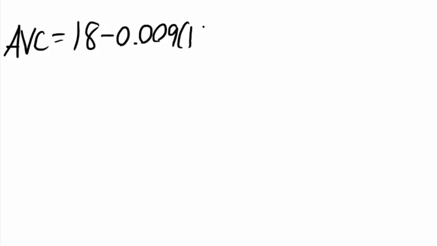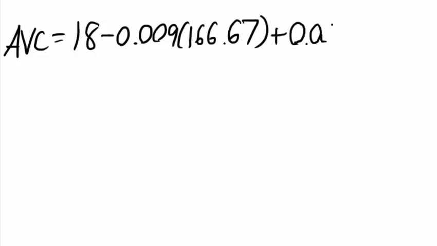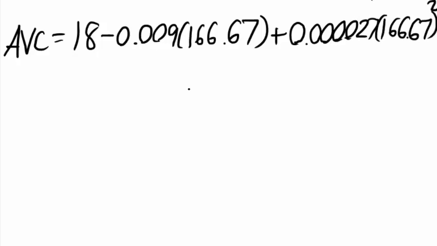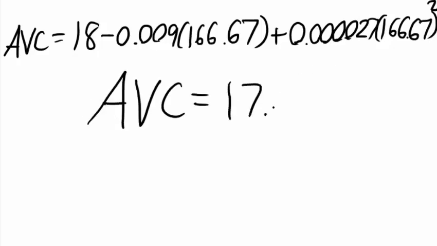Lastly, we want to find our average variable cost value, and we would plug our q that we just found into our function of 18 minus 0.009 times our q, which was 166.67, plus 0.000027 times 166.67 squared. And by plugging that into a calculator, we find our average variable cost to equal 17.25. So our average cost to produce a unit of whatever good we are producing is $17.25. And we would produce at our cost minimizing quantity of 166.67 units of whatever good we are producing.